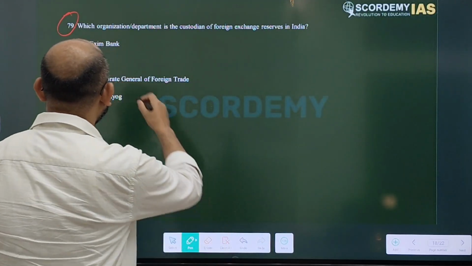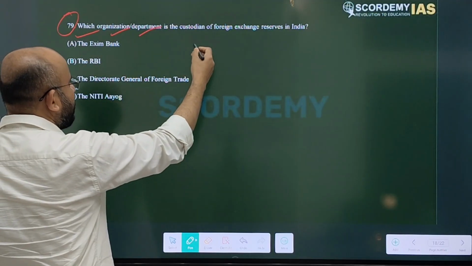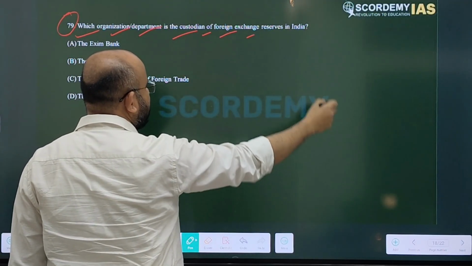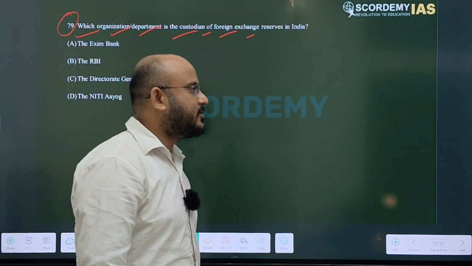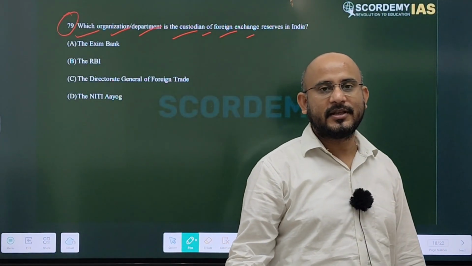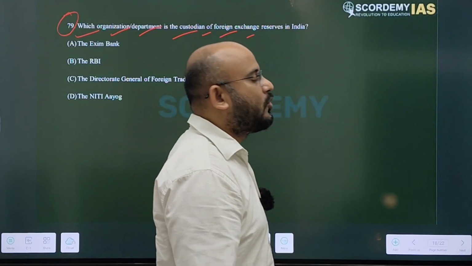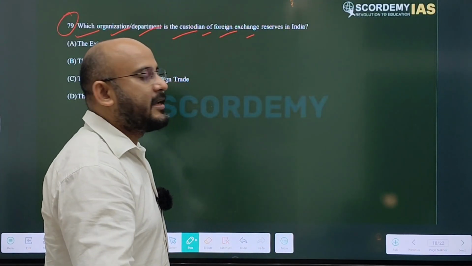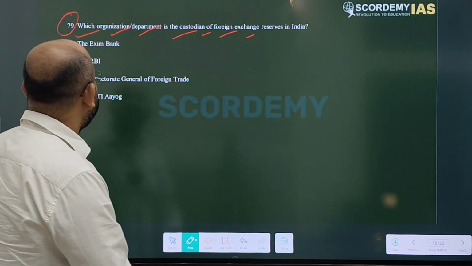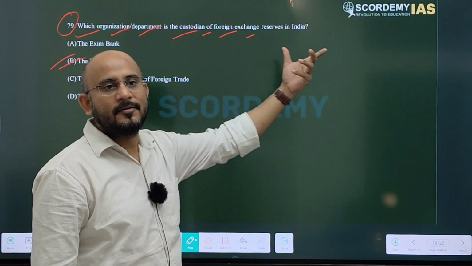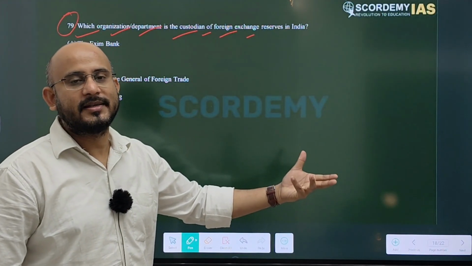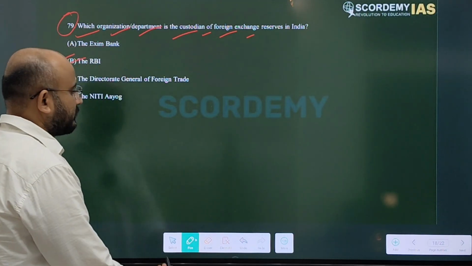Okay, which organization or department is the custodian of foreign exchange reserves in India? Obviously forex reserve is in the daily news, in newspapers and current affairs, and you are taught it in class, and you should also self-study it from books. Directly, the answer is RBI. RBI is the custodian of foreign exchange reserves. Who controls forex? RBI.